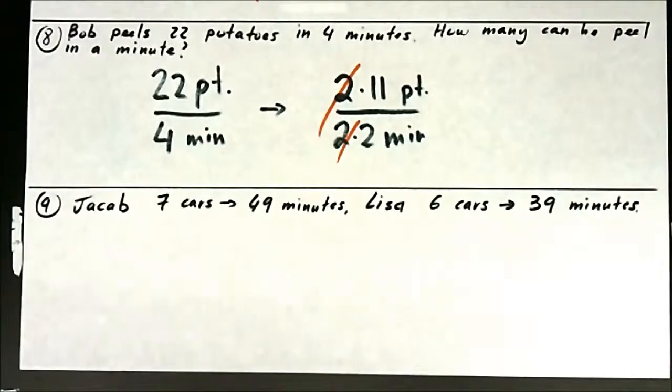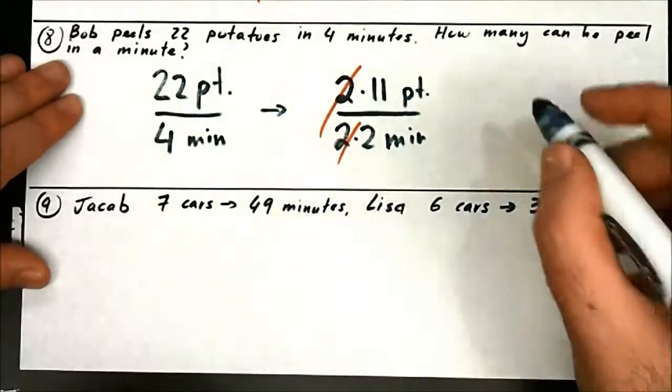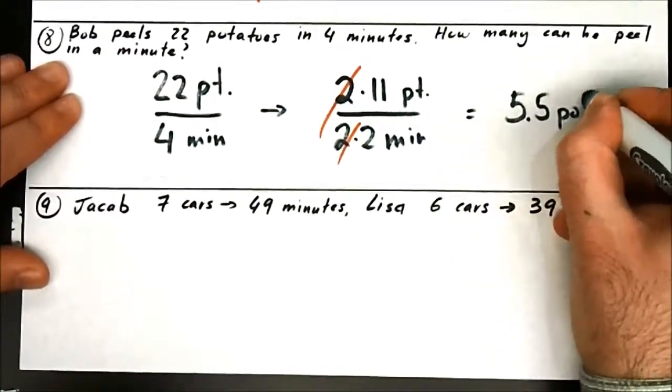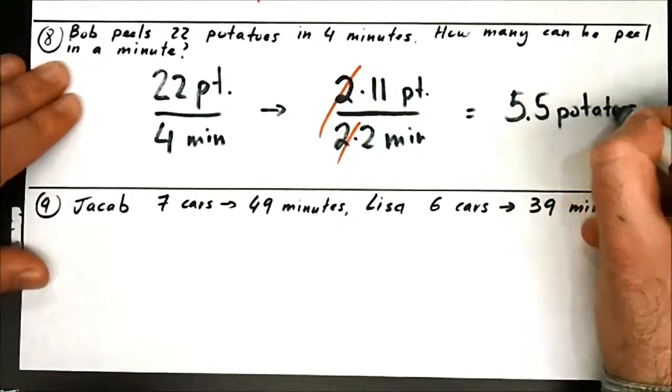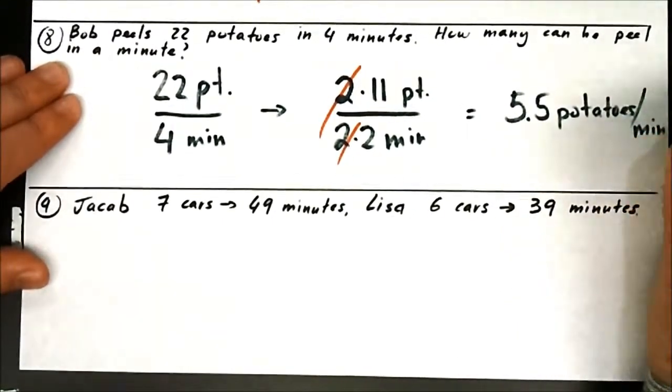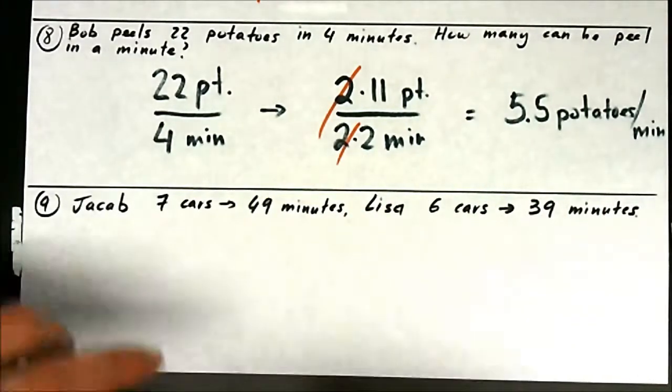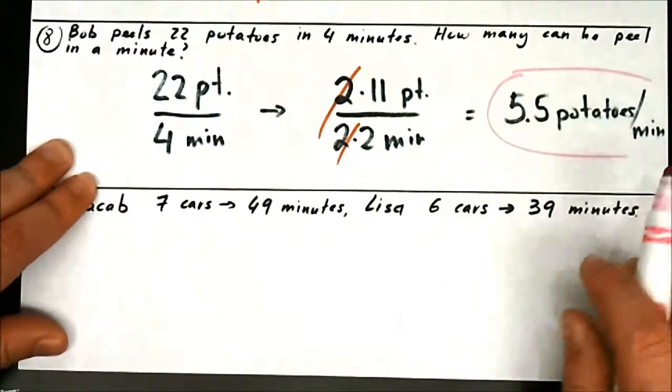But I'm not done yet. Because if I need the unit rate, this can't be a 2. What can I do next? I can divide 11 by 2, which gives me what? 5.5 potatoes per minute. And that's my answer. It's a unit rate, which means the second part is now 1, or it's technically gone, the second part of the ratio. Questions about number 8?